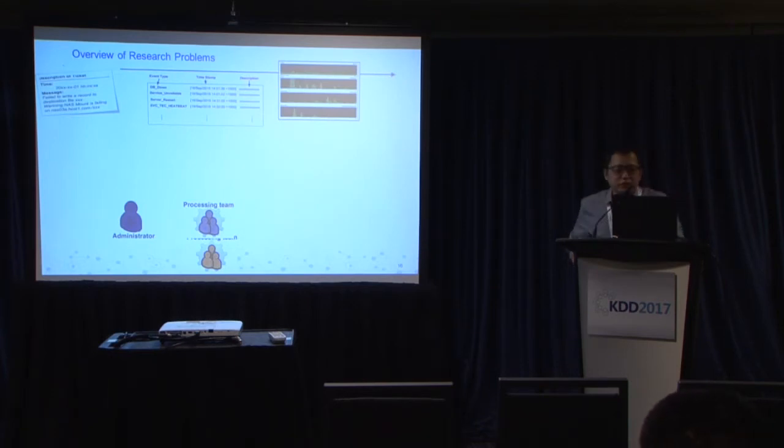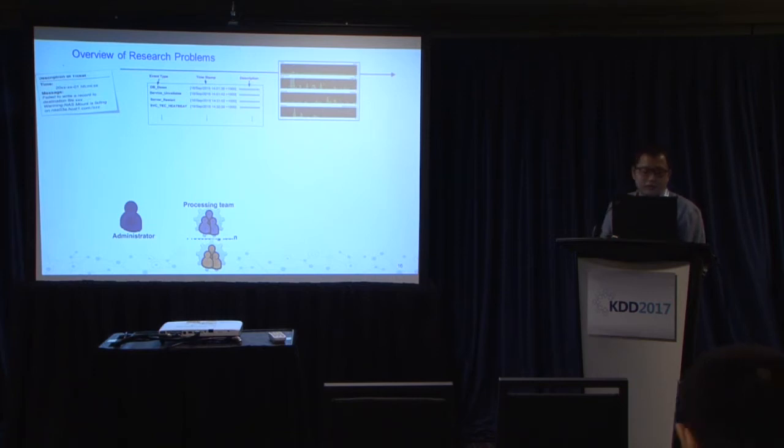We can also look at it from the data perspective. Like we mentioned, we have the tickets, the events, and the performance metrics, the time series. From the data perspective, what are the possible research problems? First, if you have tickets, one procedure to maximize automation is, given a ticket, to automatically determine what type of ticket it is. This corresponds to a classification problem.